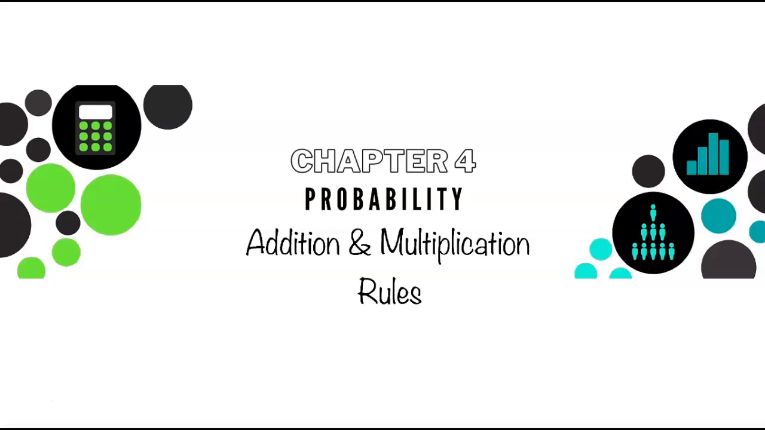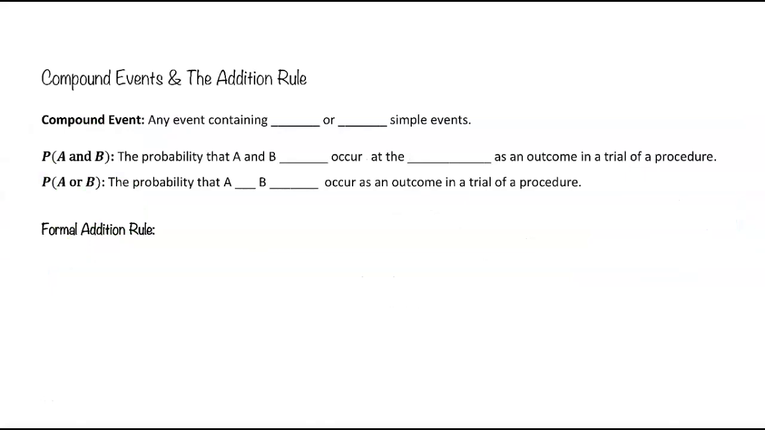In this lecture video on probability, we'll be talking about the addition and multiplication rules. We begin the conversation by defining what a compound event is. A compound event is any event containing two or more simple events.